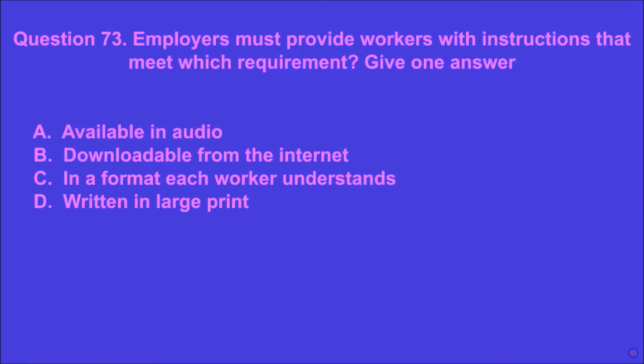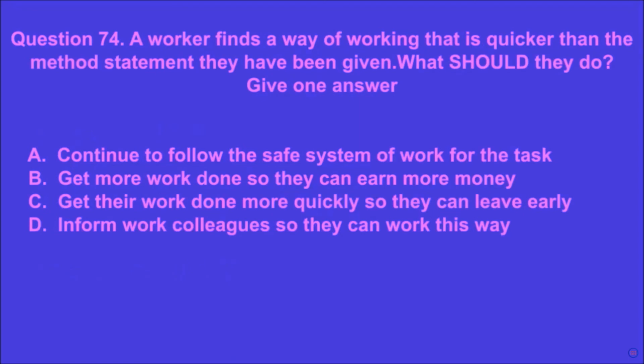Employers must provide workers with instructions that meet which requirement? Give one answer. A. Available in audio. B. Downloadable from the internet. C. In a format each worker understands. D. Written in large print. Correct answer is C. Question 74.